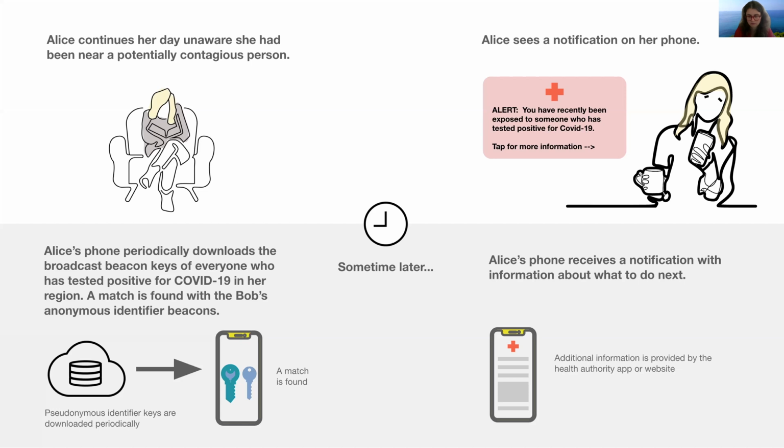And if there is a match, then it passes that information over to the healthcare authority app, which then takes the process on from there, warning Alice that she's been exposed, telling her how to get a test, etc. And also helping her enter the results of a test if she tests positive.